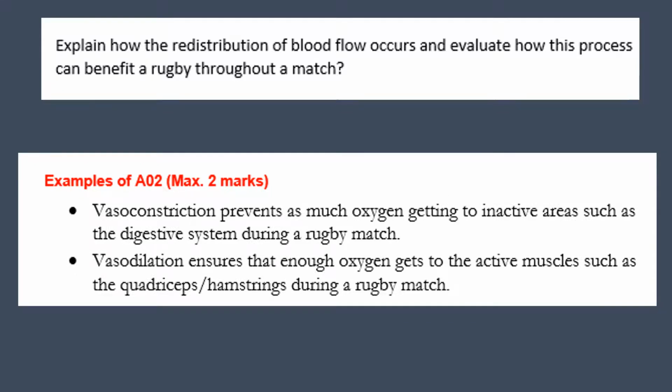For our AO2, so our explanations, we can delve a little bit deeper into what vasoconstriction and vasodilation actually do, and relate this to a rugby match as well. So vasoconstriction, which we said was the narrowing of arteries, prevents as much blood flow or oxygen getting to inactive areas such as the digestive system during a rugby match. So we've given a good example of an inactive area there of the digestive system.